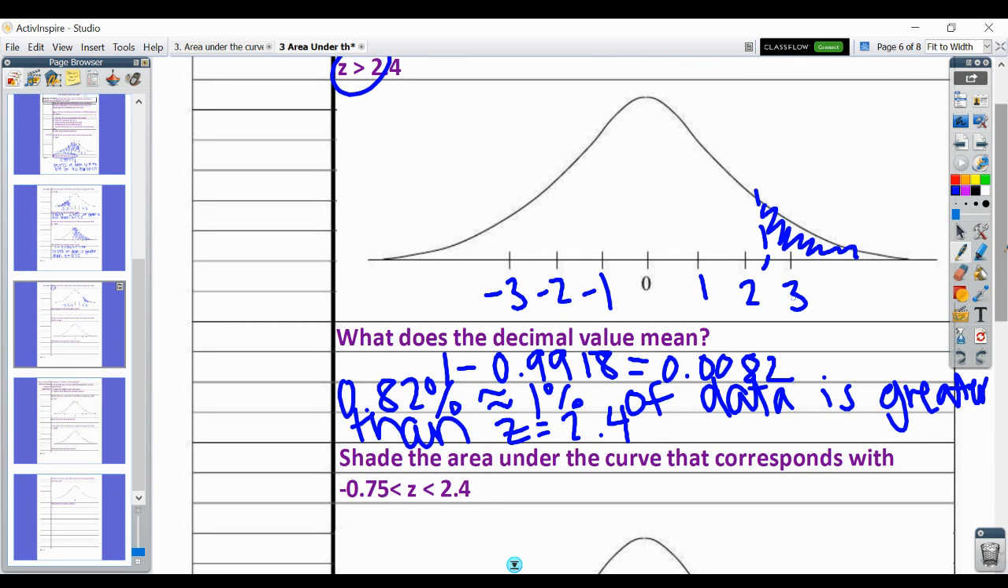So again, going back to inches, let's say for whatever example we're looking at, 70 inches corresponds with a z-score of 2.4. That means that about 1% of the data would be taller than 70 inches.